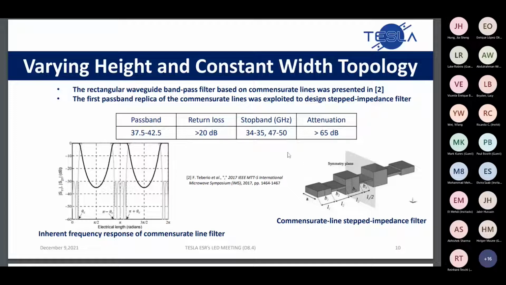Then a filter was designed for the frequency specifications, where the passband was between 37.5 to 42.5 gigahertz, return loss better than 20 dB, and a stop band between 34 to 35. This is the lower stop band, and the upper stop band was between 47 to 50 gigahertz, and attenuation level better than 65 dB.